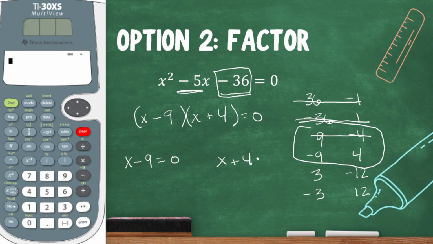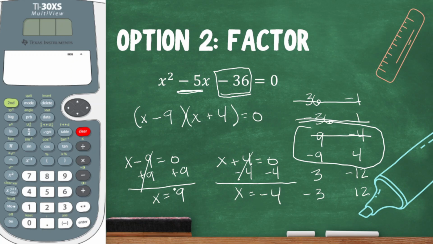So I've got two little algebra problems now. To get the x alone, I'll add 9 to both sides. This 9 cancels out, so I've got x equals 9. That's one of my solutions. I'll subtract 4 from each side to get the x alone here. Carry down my x equals -4. So those are my two answers, 9 and -4.